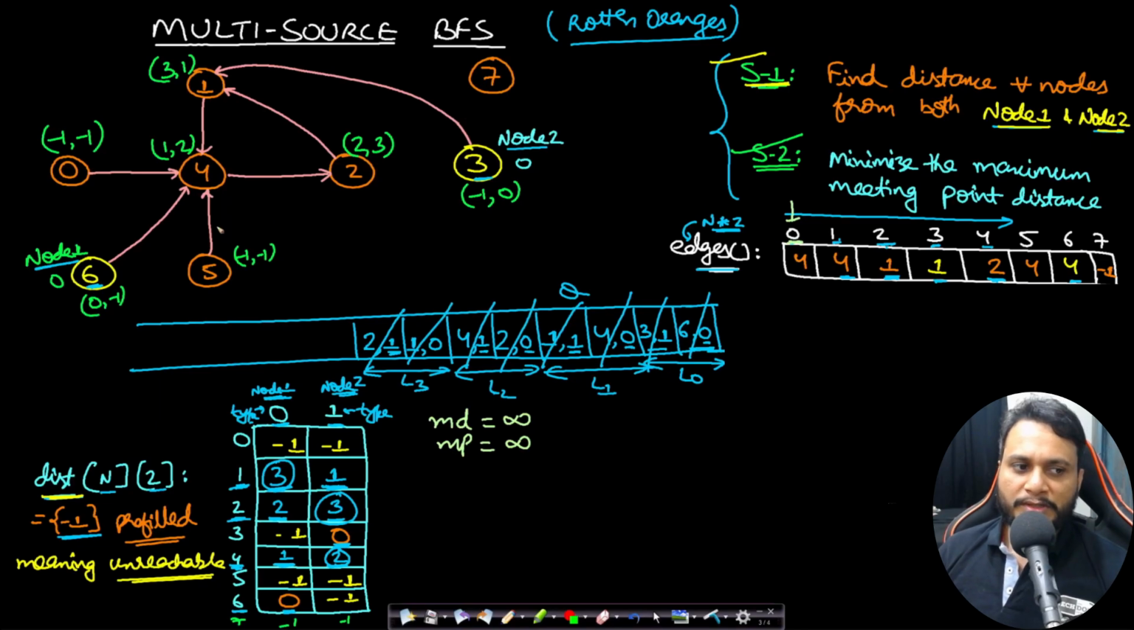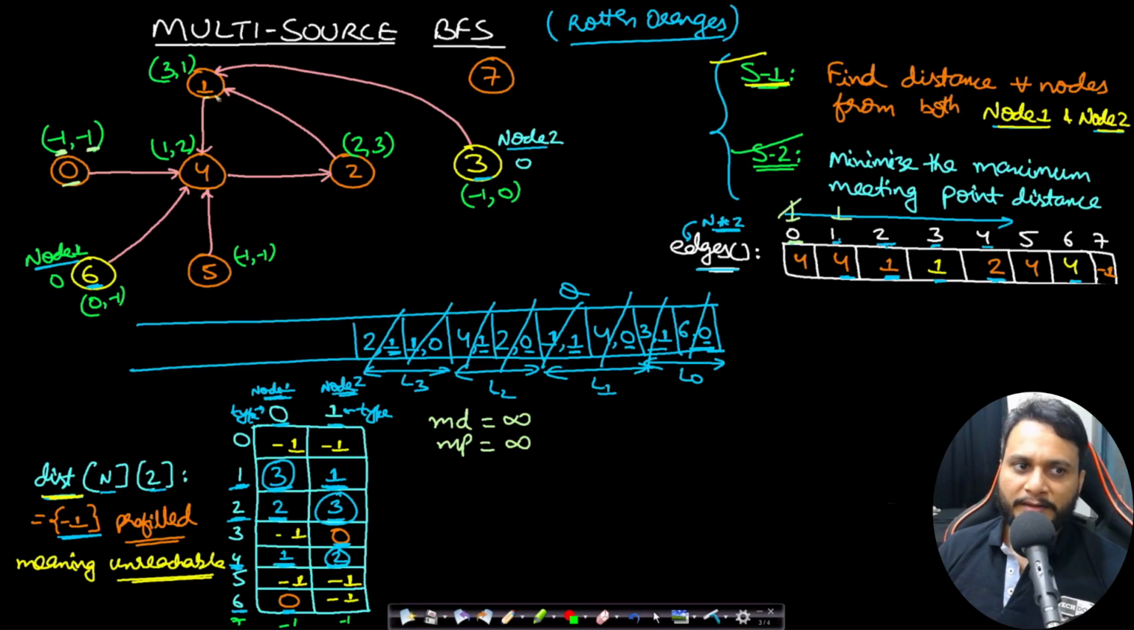So when you go to this node 0, the first thing that you have to look at is both the distance values, not one, but both the distance values should be non-negative. Then only both the nodes can reach. But in this case, both are negative. So I cannot reach this 0 node. So this will be skipped.